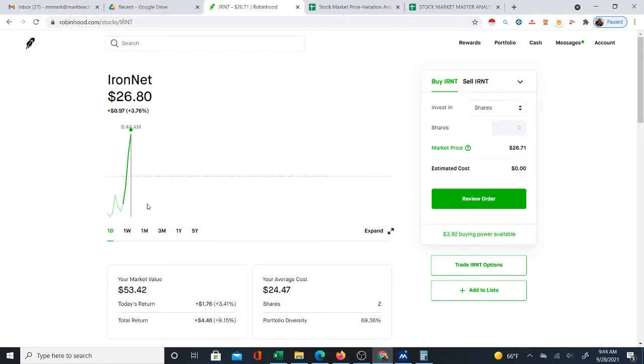So because I got it so low, when it came up and then went up even more, the price difference between $24.47, which is what I paid for the 2 shares, and this price here is 9%. So it's not the dollar amount, but the actual percent. For those who are not familiar, it's the percentage of change that you profit from. So this is about a 10%.